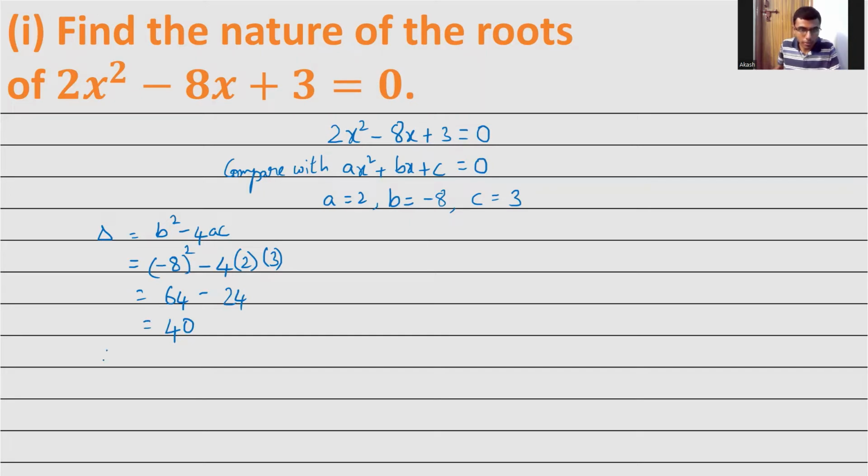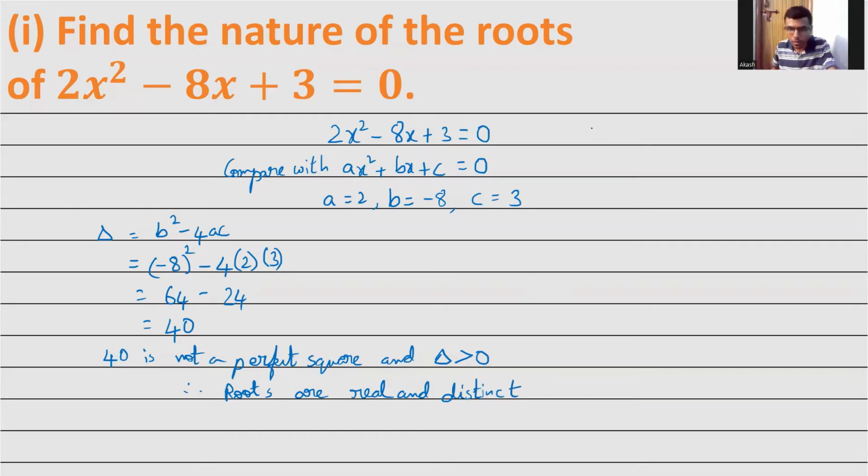See, 40 is not a perfect square. Note it down. 40 is not a perfect square. So roots are gonna be real, okay? And delta is greater than 0. 40 is greater than 0, right? Obviously. Delta is greater than 0. Therefore, roots are real and distinct. Okay, real and distinct. We'll come across other cases also in the upcoming bits.